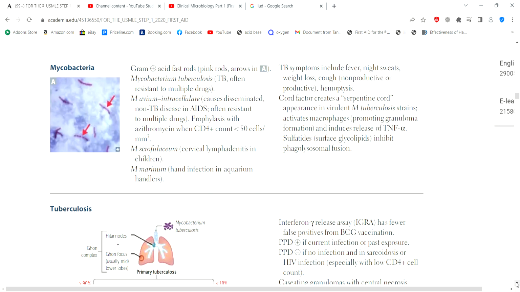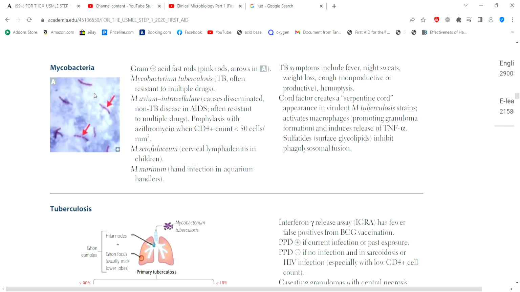Okay, so mycobacteria is a gram-positive acid-fast rod. It is pink rods, seen in this picture right here. So these are bacilli. Mycobacterium tuberculosis. Mycobacterium tuberculosis are often resistant to multiple drugs.